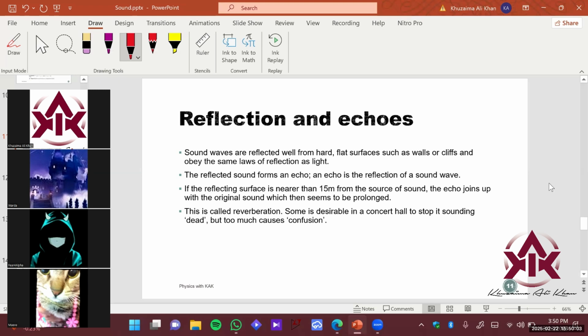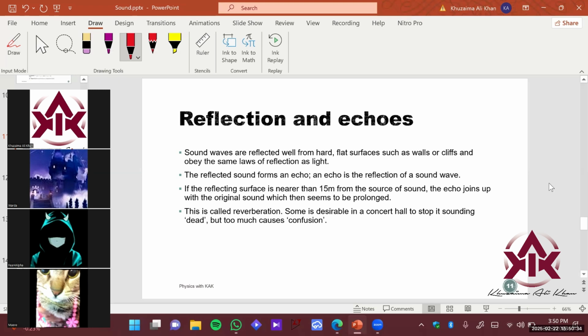But if you have a huge hall that is empty, that effect might double. So it also depends upon the number of walls and the sharpness of the walls. Imagine you go to a valley, let's say in North Pakistan, where you have almost no population and a sharp mountain in front of you. When you shout, after some time you hear your sound back. So there is some phenomenon happening here.